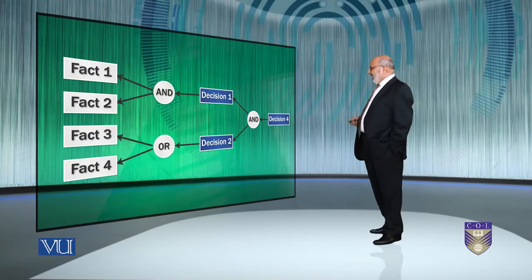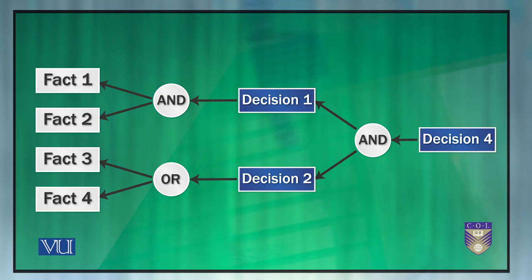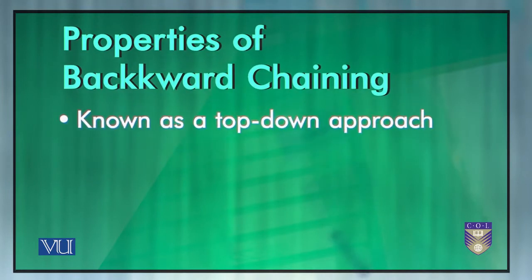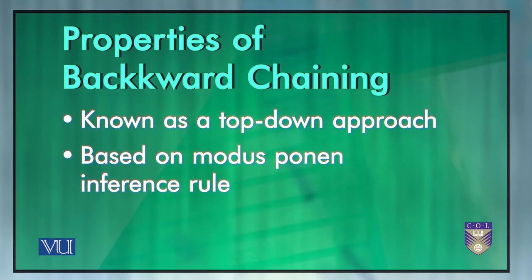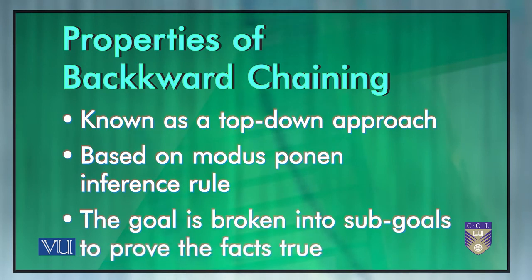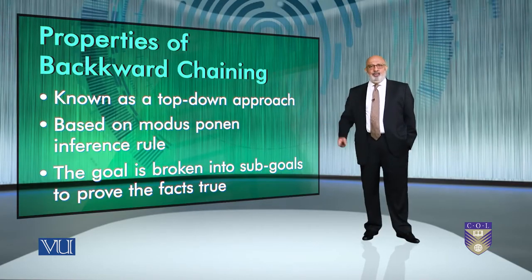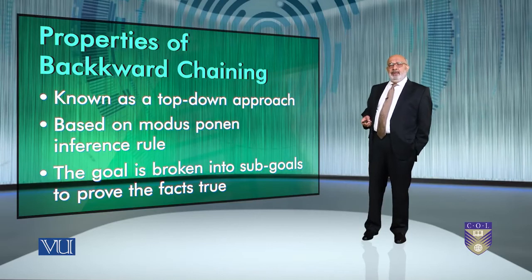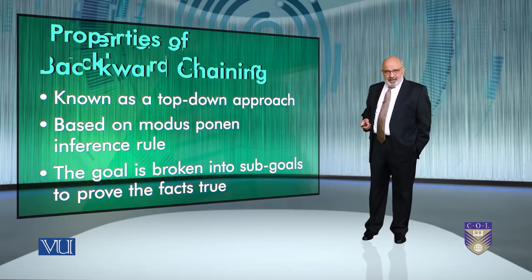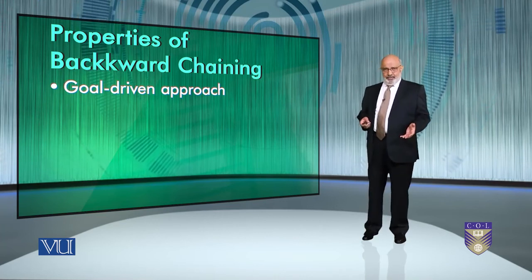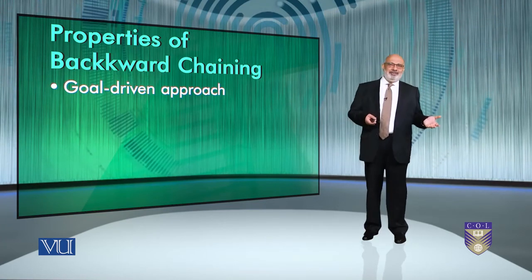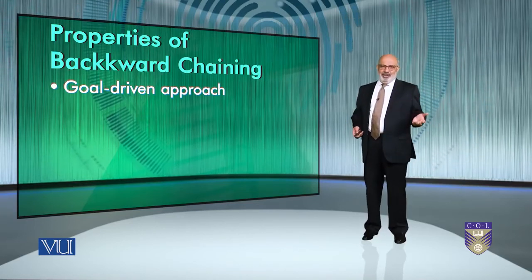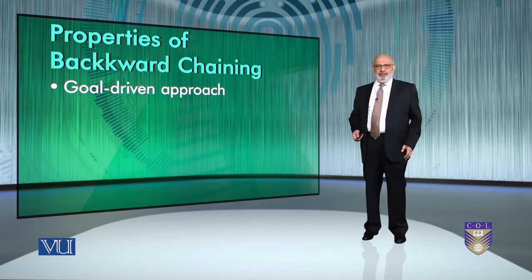So you can actually backtrack from decision 4 to the facts that led to this decision, and this is what backward chaining is all about. Like a top-down approach based on the modus ponens inference rule. And as I said, in backward chaining, the goal is broken into sub-goals to prove the facts true. Now, as opposed to the data-driven approach in the forward chaining system, a backward chaining system is called a goal-driven approach. The list of goals decides what rules are selected and used for backward chaining, as I just demonstrated. And then we keep on building the chain.